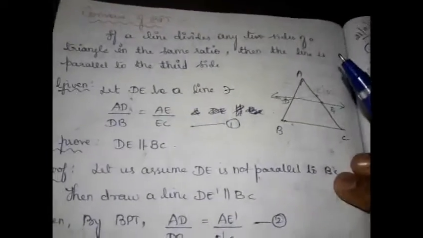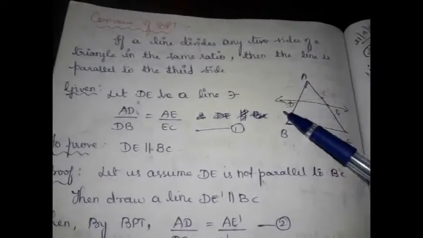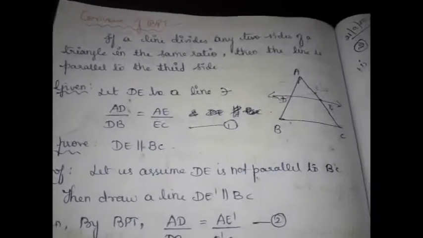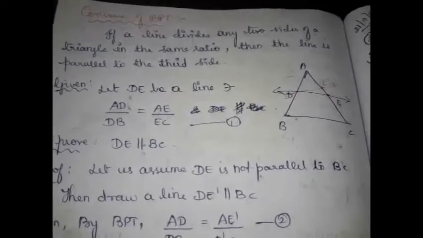right? Then we have learned the converse of the basic proportionality theorem, which says if a line divides any two sides of a triangle in the same ratio, then the line is parallel to the third side. You have to remember what is BPT and its converse. Then we learnt the criteria for two triangles to be similar in the last class. What are the criteria for similarity of two triangles?